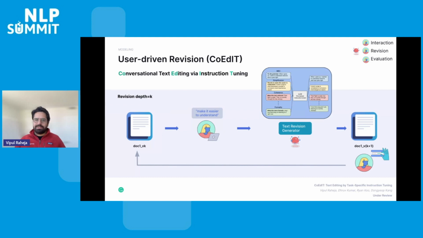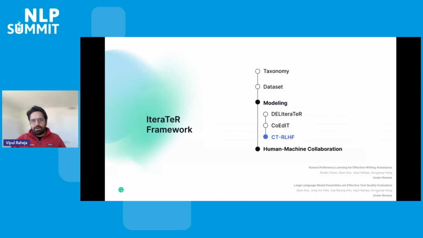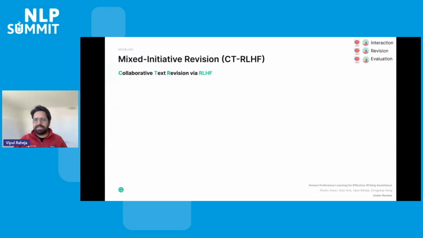Now, one can argue that this is the other extreme, from being mostly system-driven to mostly being user-driven. And due to the iterative nature of the process here, it comes with a bunch of challenges related to context management and evaluation and so on. So now, looking at both these two extreme formulations, we finally came up with CTRLHF, which tries to address the limitations of both the previous systems pertaining to interaction, revision, and evaluation, where all the three aspects are a collaboration between the human and the machine.